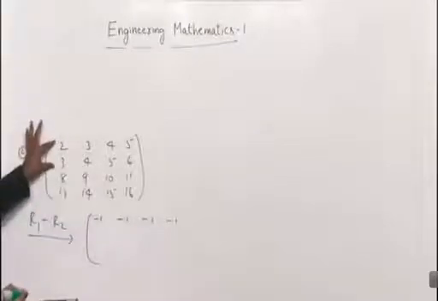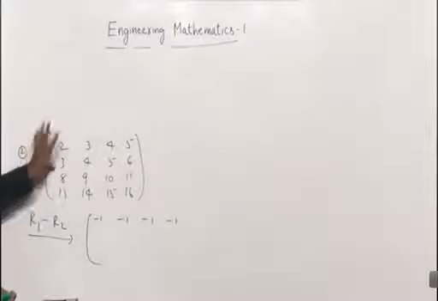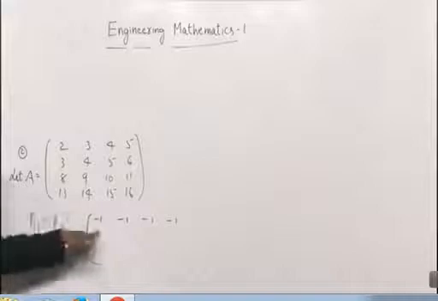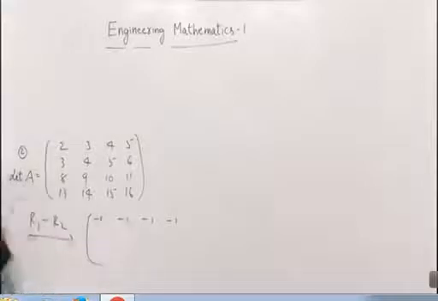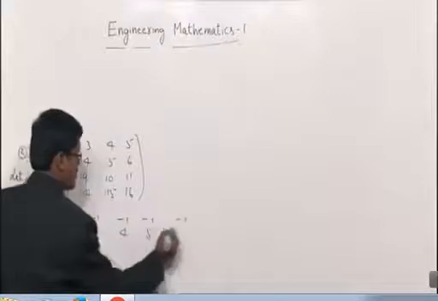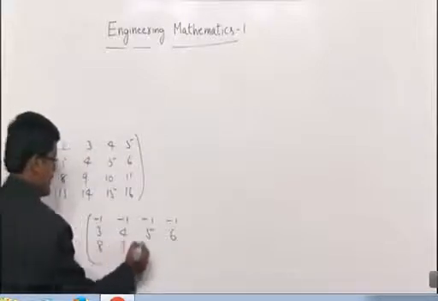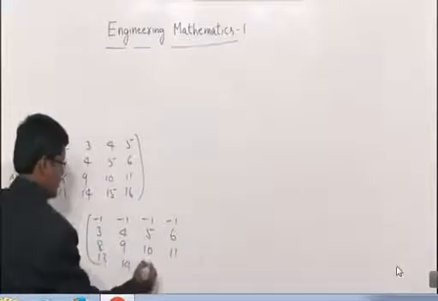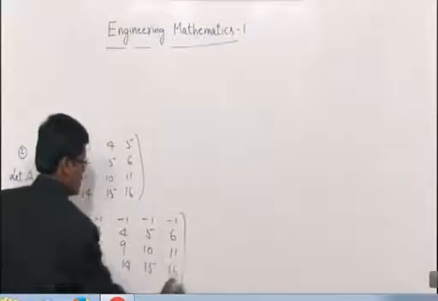R1 minus R2. Put your fingers like that. Subtract 2 minus 3, that is -1. Where do you put this answer? In the first position. What is the first position? R1. In the next step R1 changes according to this operation. Remaining rows are unchanged, that means same: 3, 4, 5, 6, 8, 9, 10, 11, 13, 14, 15, 16. Now start the circles.